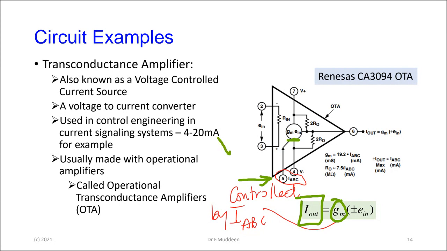So if you needed to operate between 4 and 20 milliamps, you would adjust I ABC to give you a GM that will give me some output current in that zone. And they give you some typical values there and in the data sheet for the device. All right, so that's a transconductance amplifier.